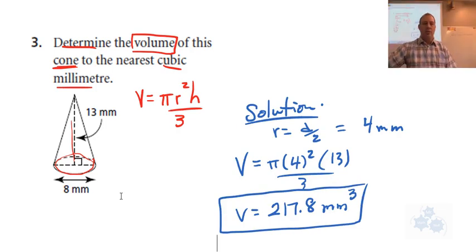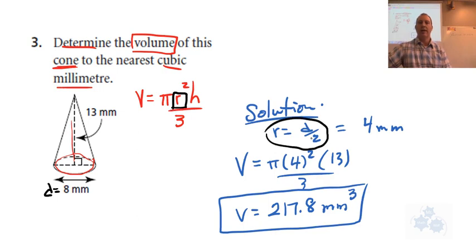All right, so with this question, hopefully you noticed that in this formula we need an r and you're given a diameter. So the first thing you want to do is find the radius, which is the diameter divided by 2. Okay? So you can't use 8 as the radius. You have to use 4. So you plug all the values in now and you get volume equals pi times 4 squared times 13 over 3. And you should get this right here.